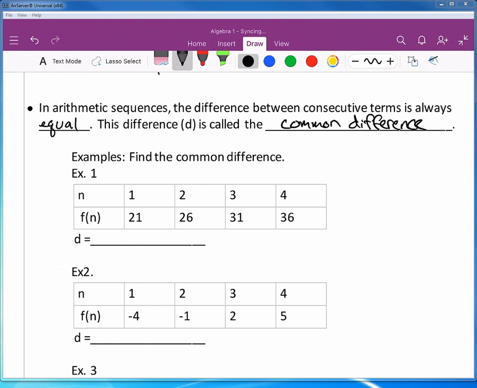So here, example 1, to get from 21 to 26, you would add 5. 26 to 31, you would add 5. 31 to 36, add 5. So if you're adding 5 every time, it's a positive 5. Your difference, d, is going to be 5.